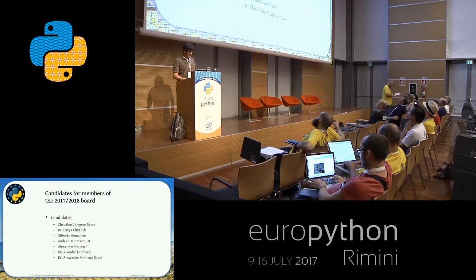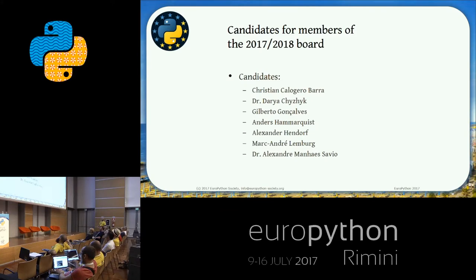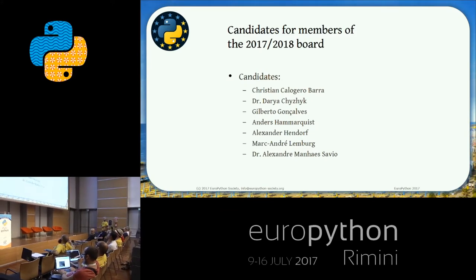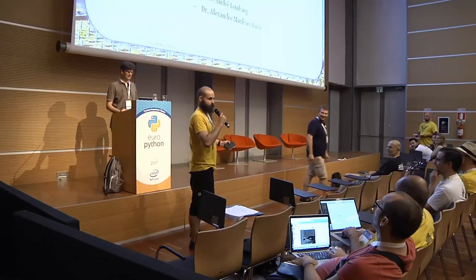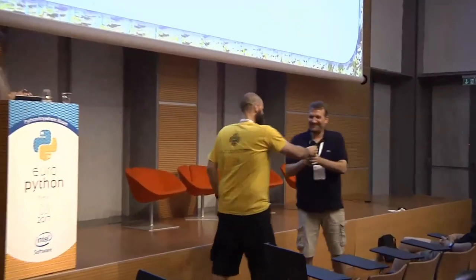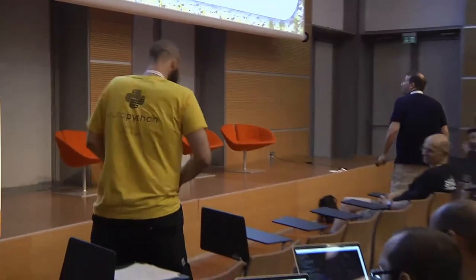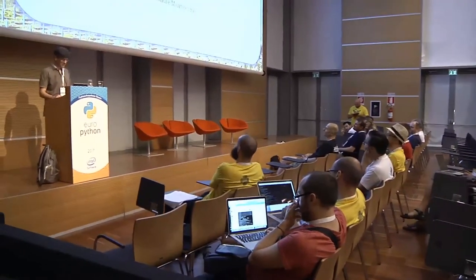Then we have candidates for the board 2017-2018. As you can see, a couple of members of the existing board did not run again. So we have Christian, we have Daria, and a new candidate, Jill. Jill, maybe you can say a few things about yourself. Please welcome Jill. Hello, I'm Jill, and I like Python, and I like helping out here. Yeah, that's really it. You've probably seen Jill running around the conference venue all the time. He's chair of the support work group, so he has a lot to do there.